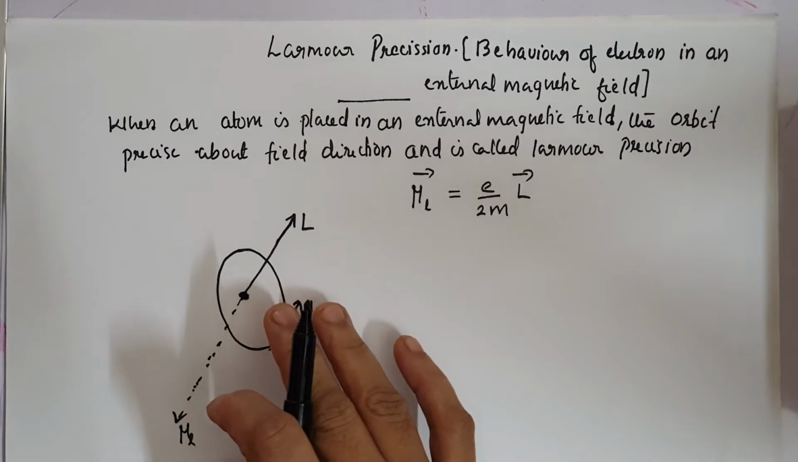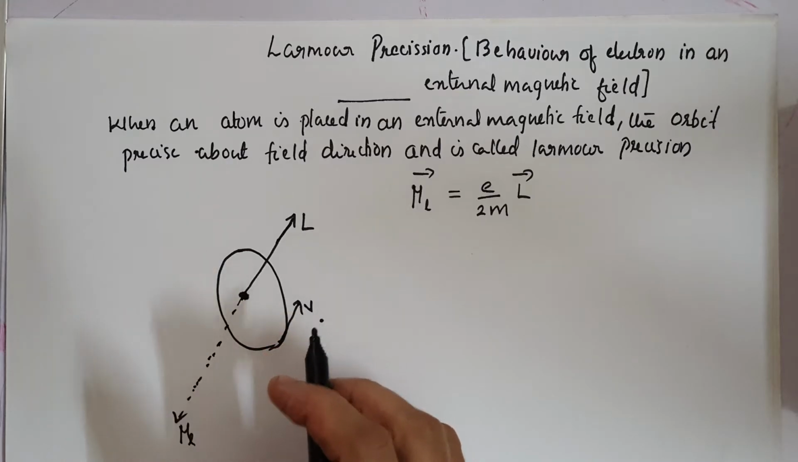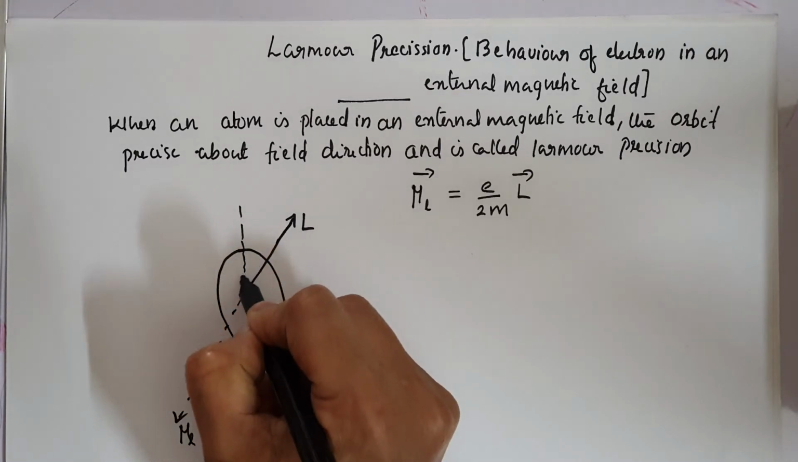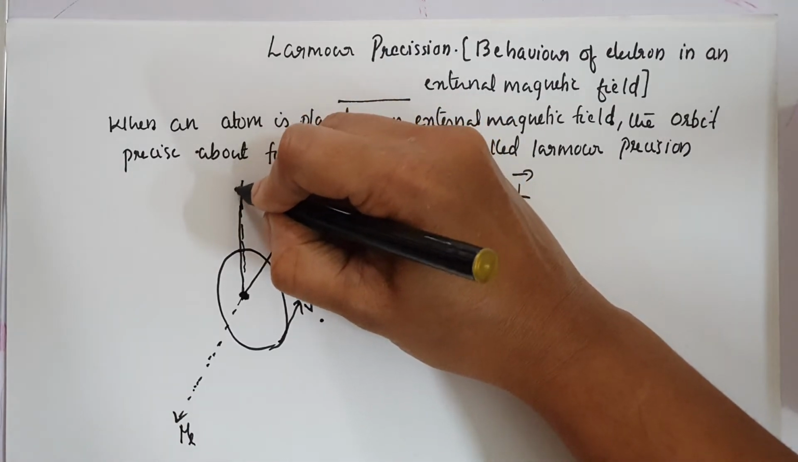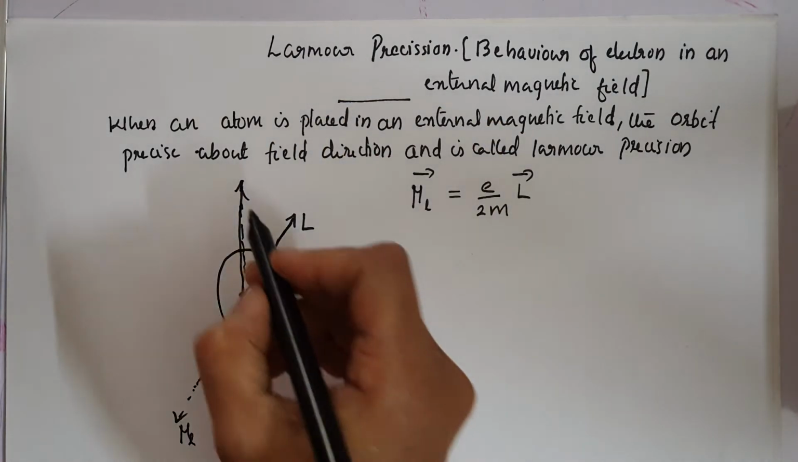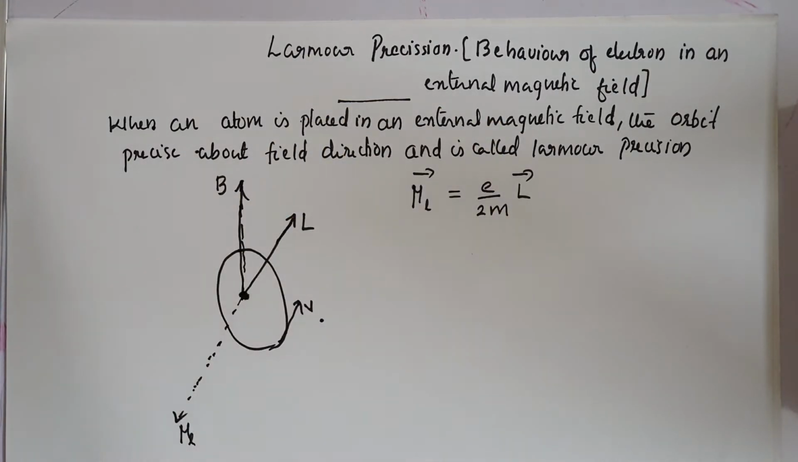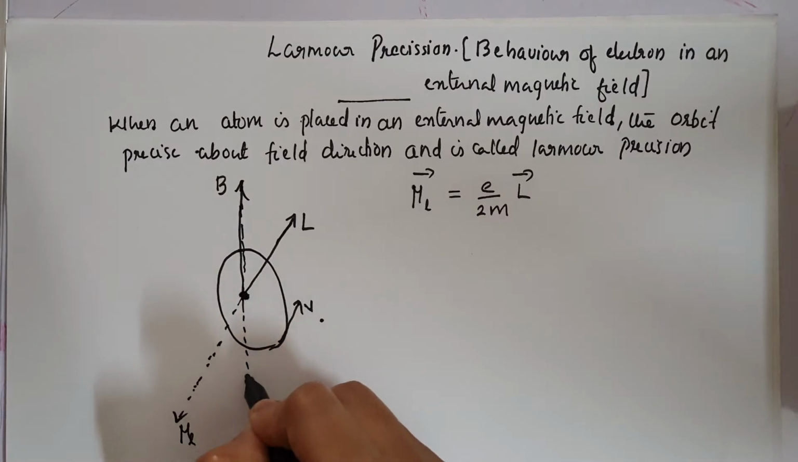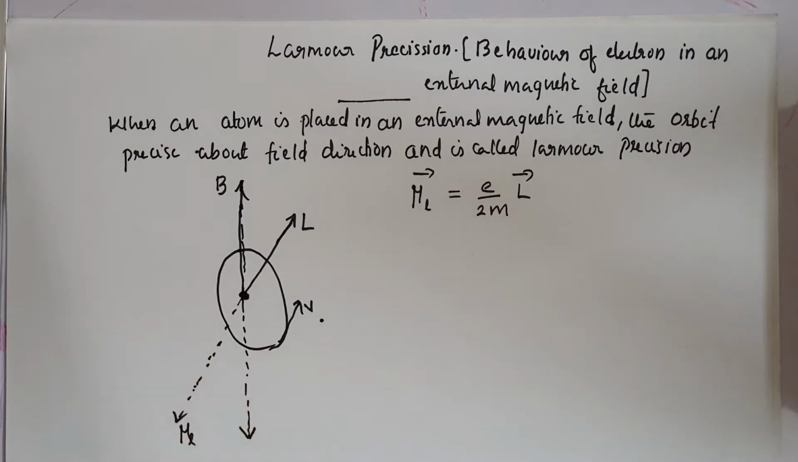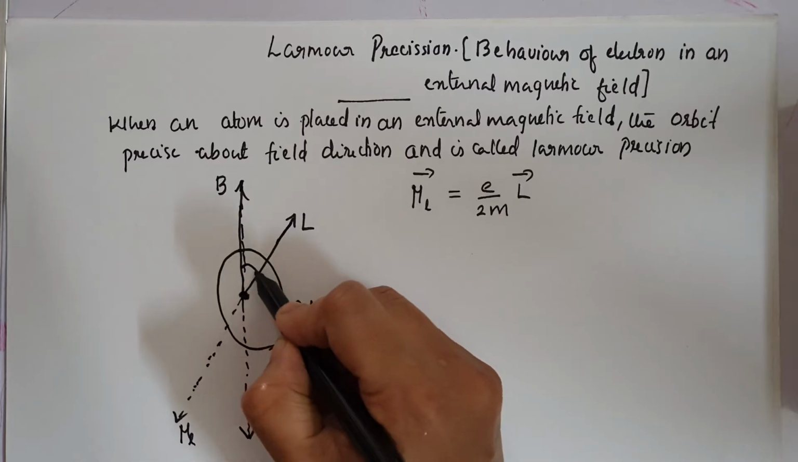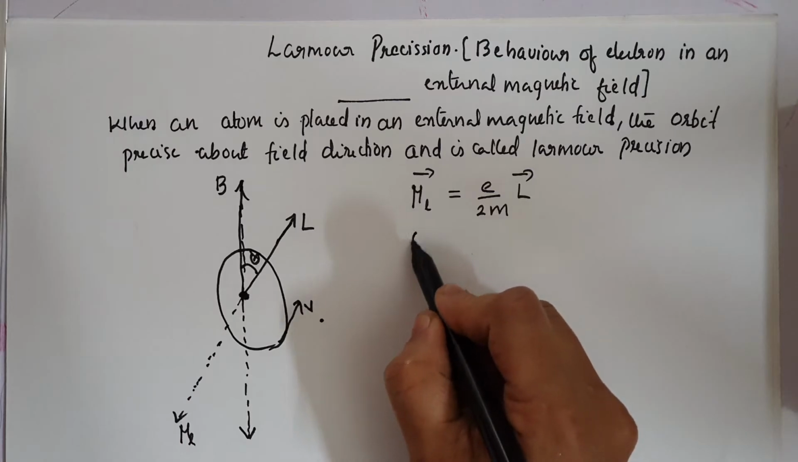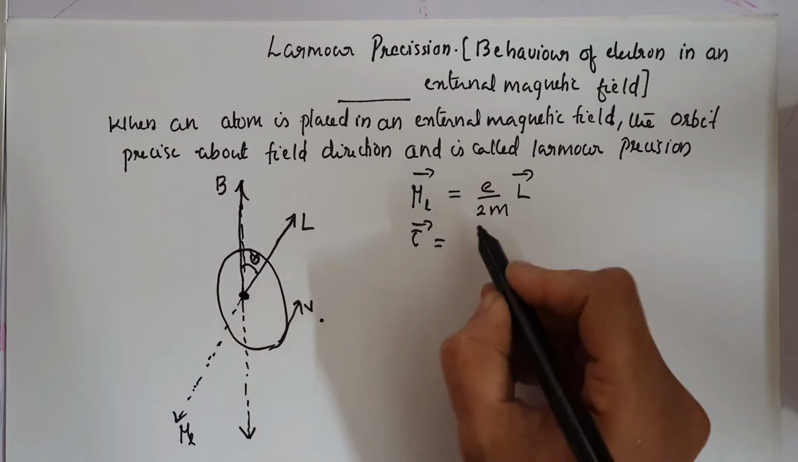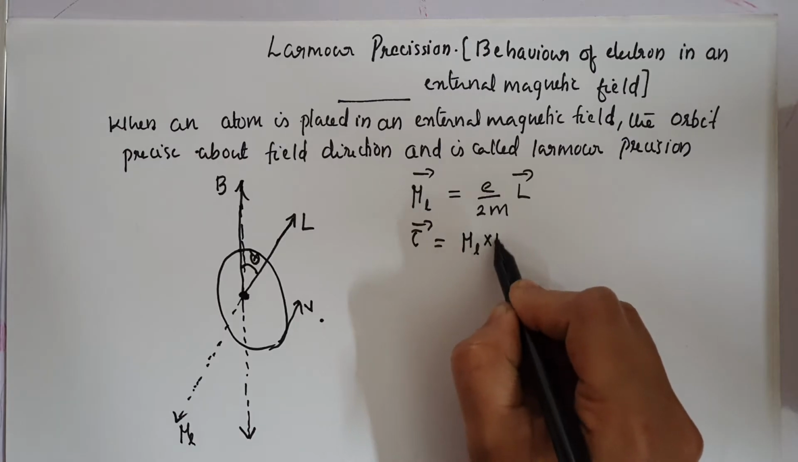And when this magnetic dipole is placed in an external magnetic field, which can be named as B, this is the external magnetic field, then this dipole experiences a torque, and this torque can be represented as tau is equal to mu L cross B.